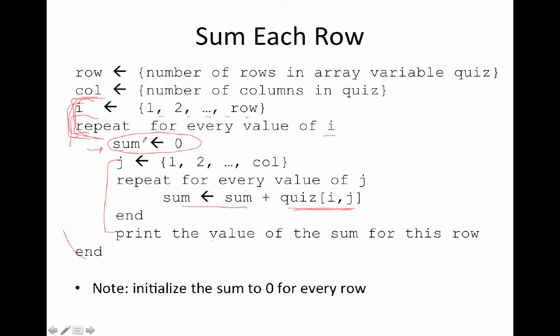So every time we go through and repeat this for every value of i, so in other words for every row, we're going to reinitialize the sum to 0 and then loop to add all of the numbers within that row together. So we're initializing the sum to 0 for every row. Okay, so if we want to do something for every row, the outer loop has to be over the rows.